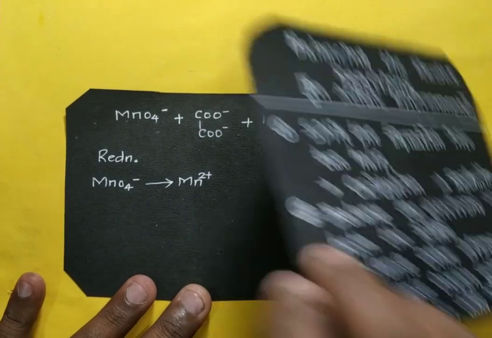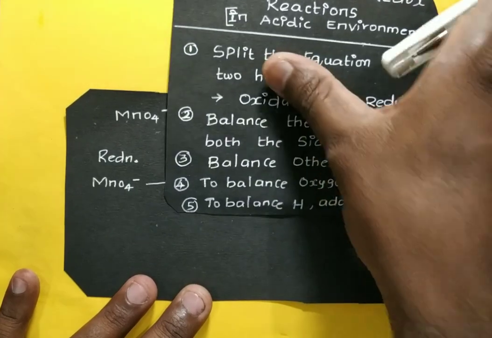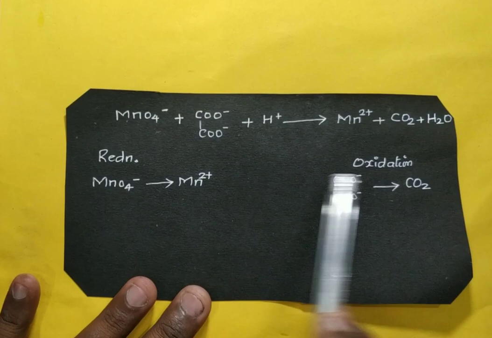What is our first step? Our first step is to split the equation into two halves. So I have to separate this equation into two halves: one is the oxidation half, another one is the reduction half.